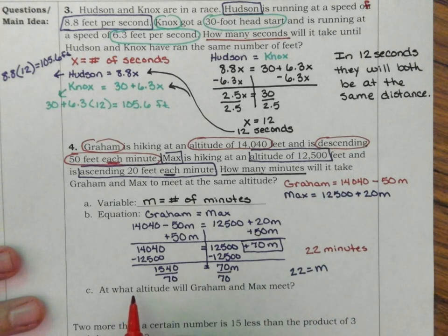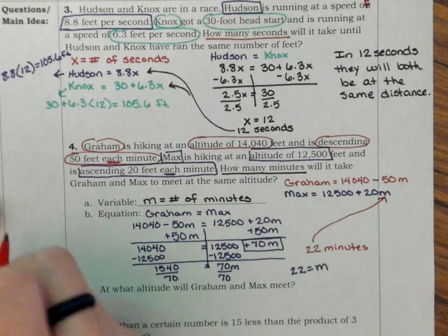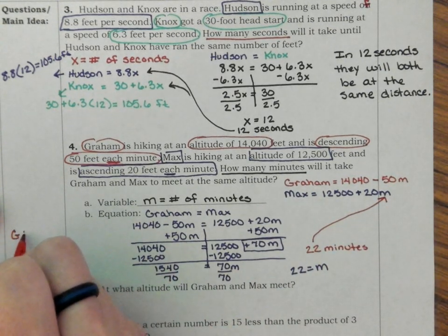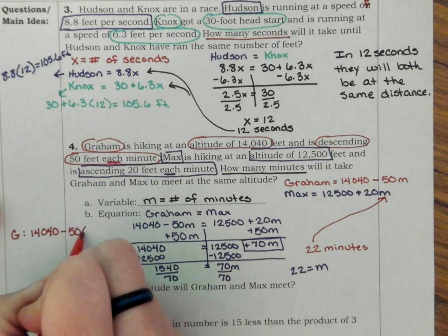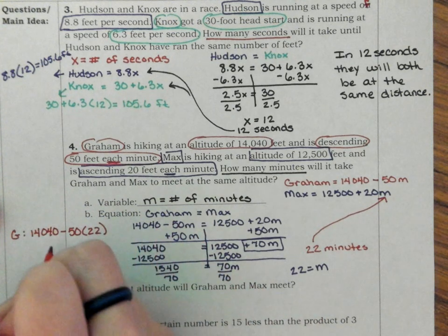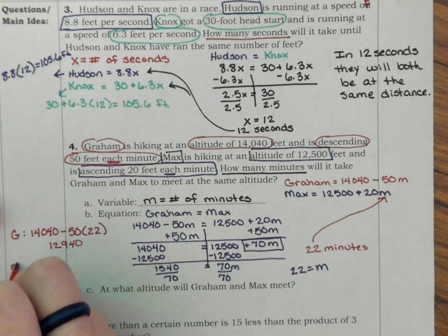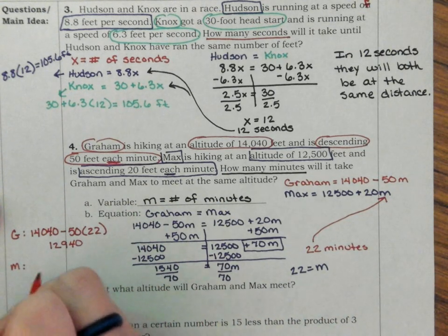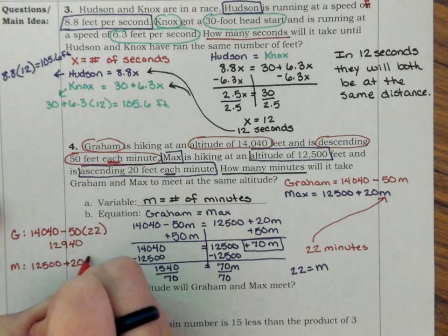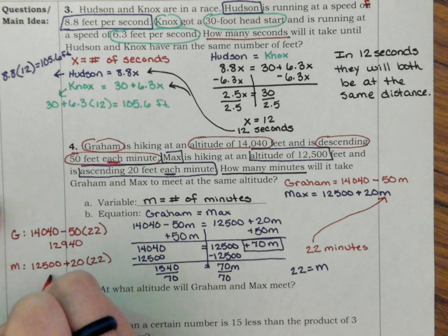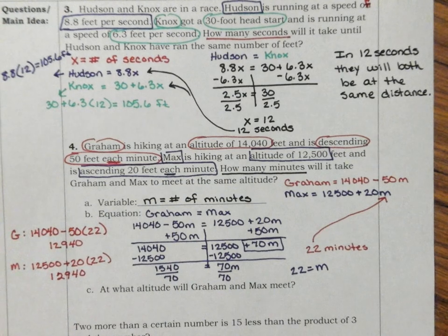But what is that altitude? You figure that out by plugging 22 back in for m. So I'm going to come over here and do it. And for Graham, it's 14,040 minus 50 times 22, which equals 12,940. Then if I plug it in for Max, I get 12,500 plus 20m, or 20 times 22, which also gives us 12,940.